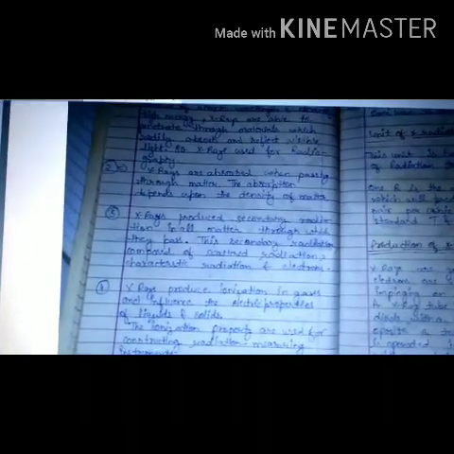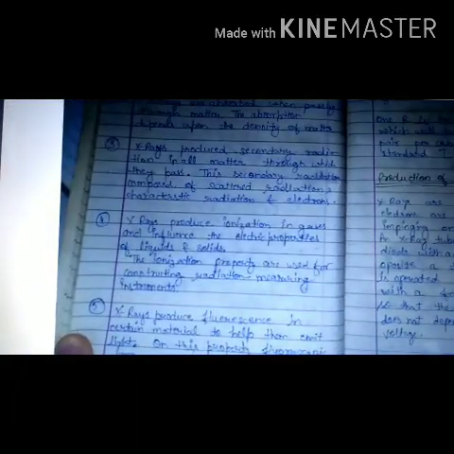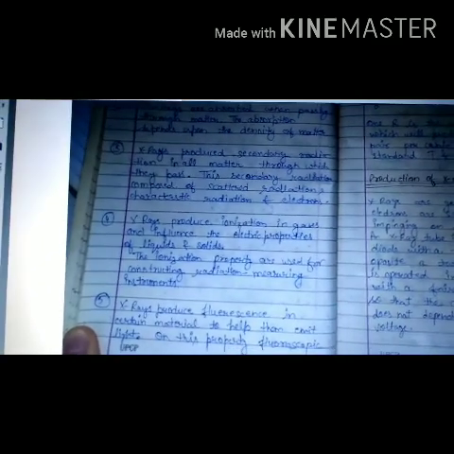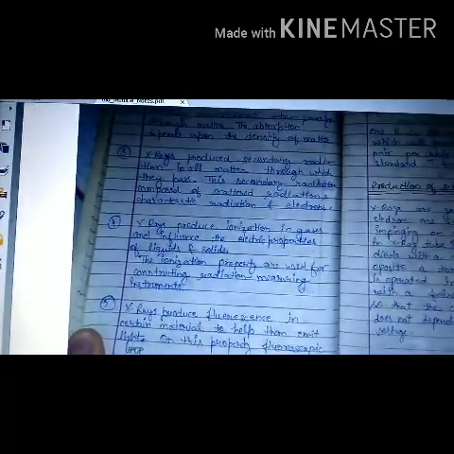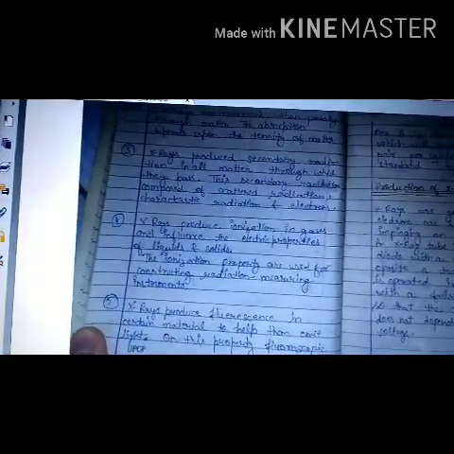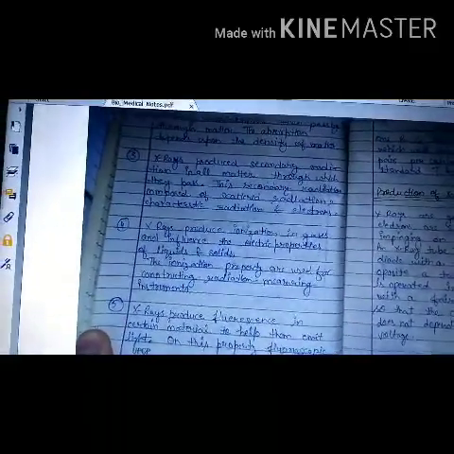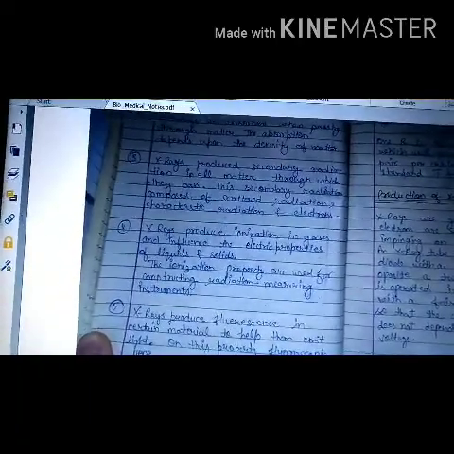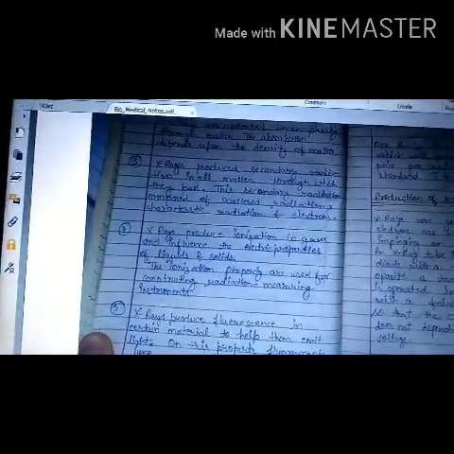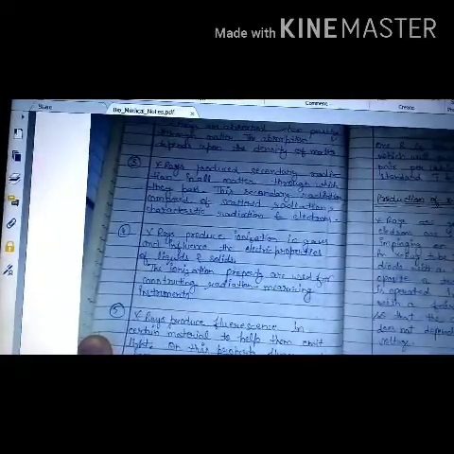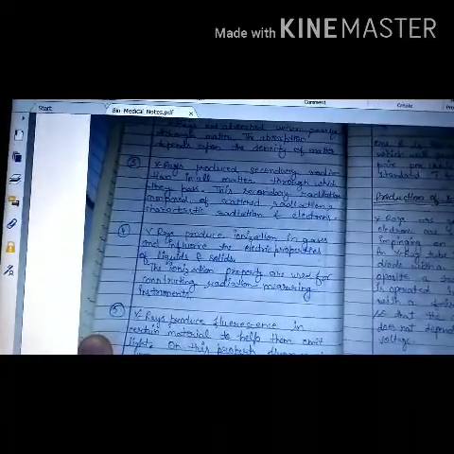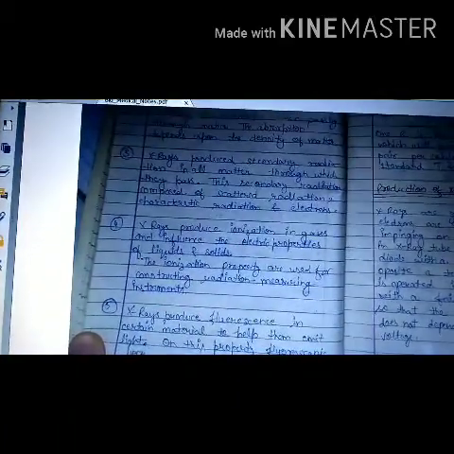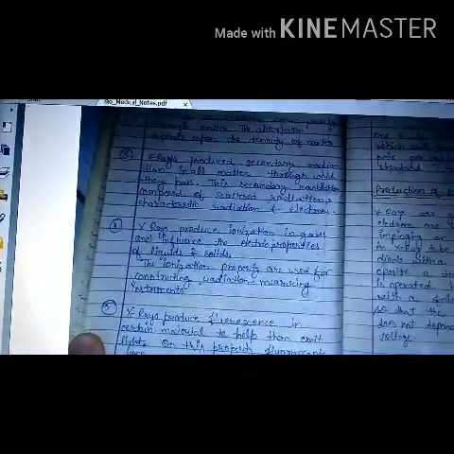Then number 4, X-rays produce ionization in gases and influence the electrical properties of liquids and solids. Okay, so if X-rays are passing through a medium, they will ionize the gases, and even they may change electrical properties of liquids and solids, because they may cause ionization in them as well. Okay, the ionization property is used for construction of radiation measuring instruments.